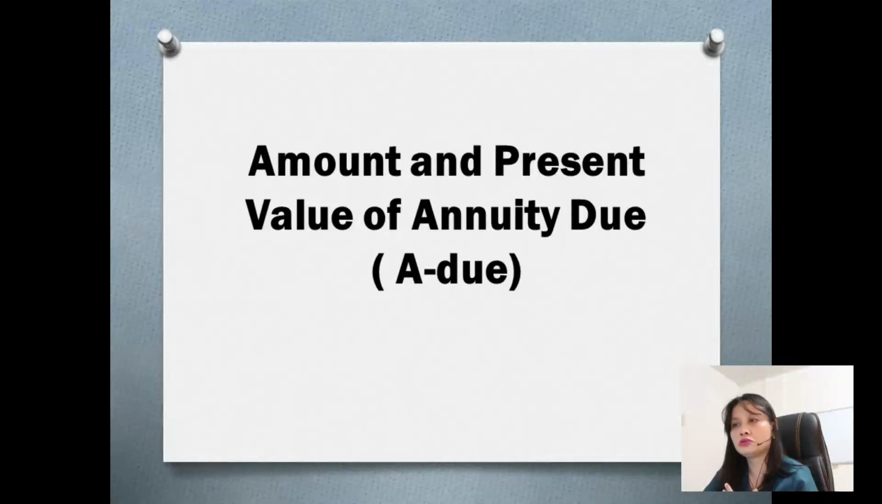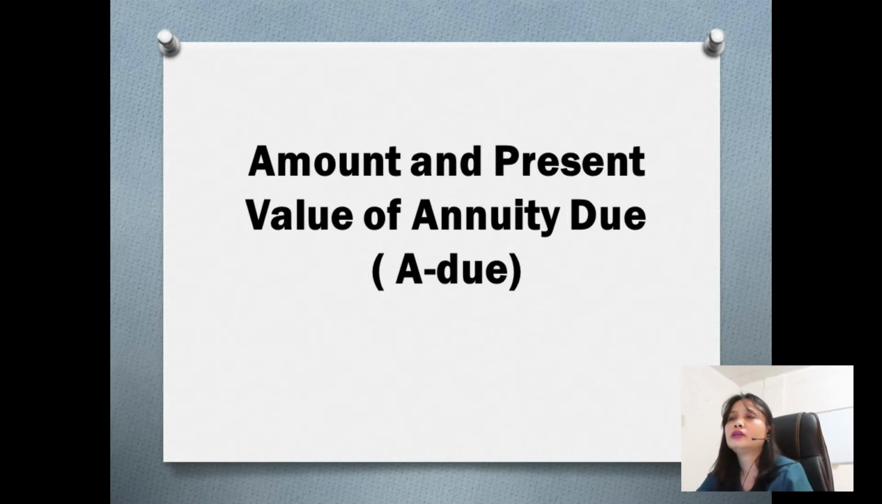So let's proceed now to amount and present value of annuity due. When we say annuity due, you're referring to payment done at the beginning. So that's annuity due. Same process as how we solve amount and present value in ordinary annuity, but in annuity due, your payment will be done at the beginning. So that's the difference in annuity due. Your payment will be made at the beginning.